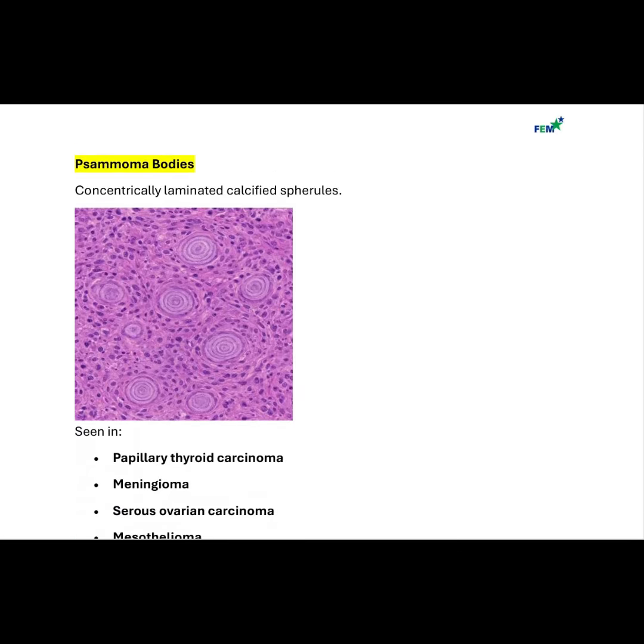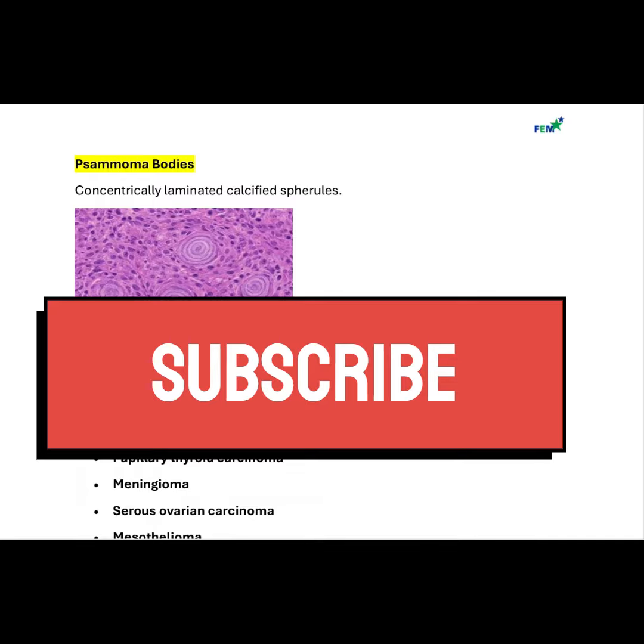So now there's another main example of dystrophic calcification, which is well tested on the exam, and this is called psammoma bodies.